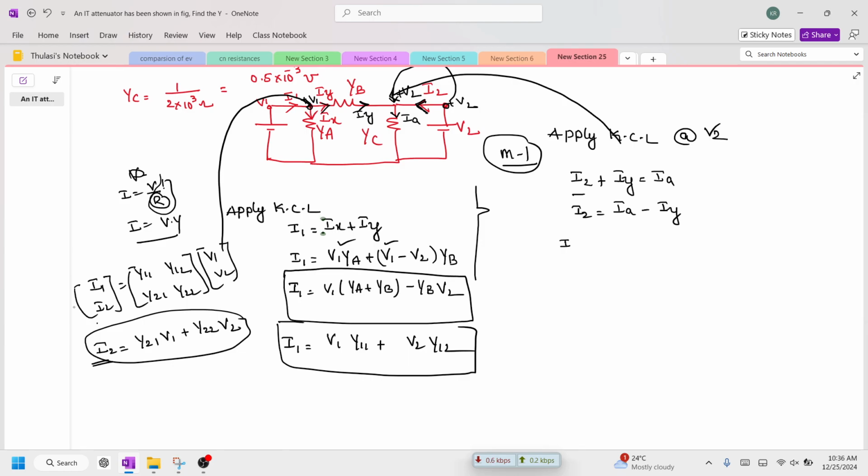So therefore I2 is equal to, how to write down Ia? Ia means, how to write down current? V into Y. So this is nothing but V2 multiplied with YC. Okay, we can write minus, how to write down Iy? Iy is nothing but V1 minus V2, voltage difference, multiplied with YB value. So when you do it, you can see here, I2 is equal to V2 YC minus V1 YB. So minus into minus is plus V2 YB.